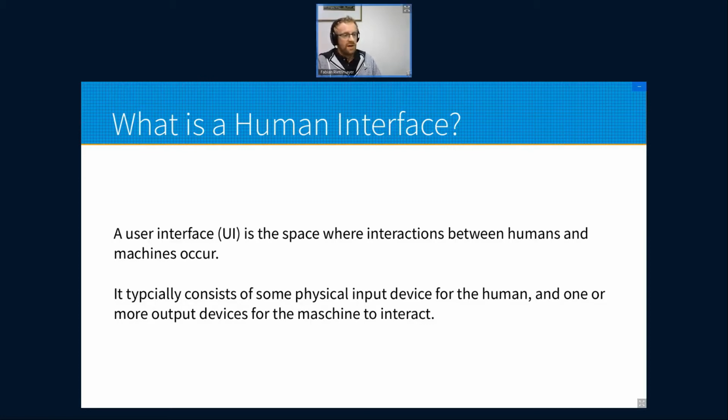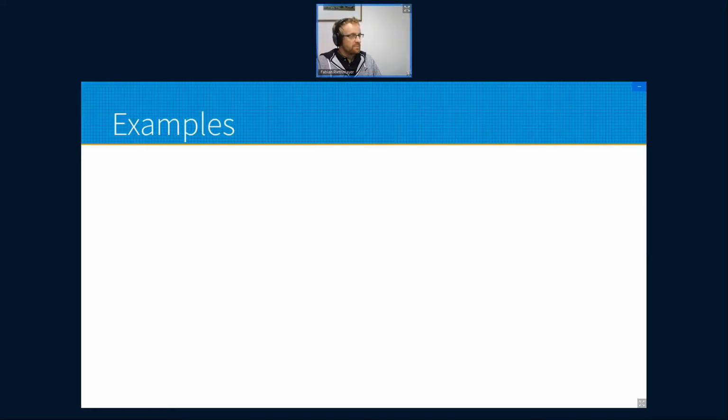So human interface guidelines are a set of rules to guide interaction between humans and machines, and for this talk at least, desktops and mobile phones. Let's get on to some examples.